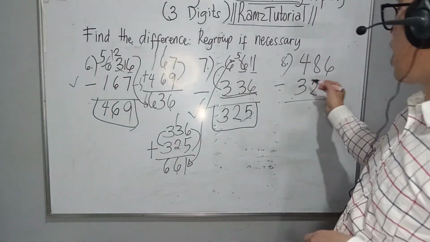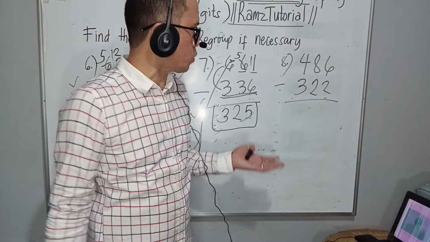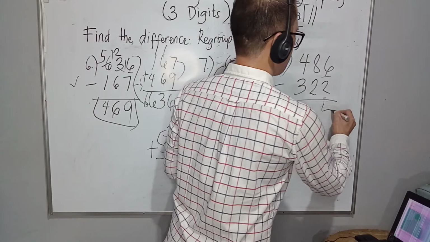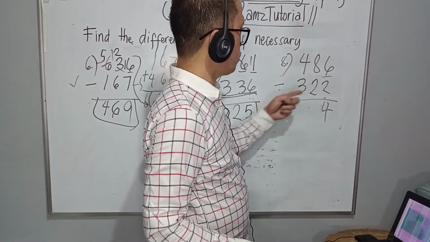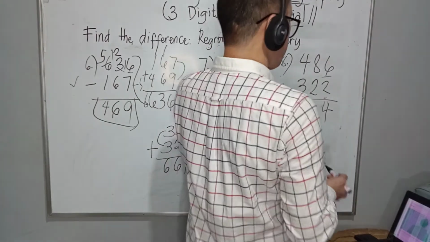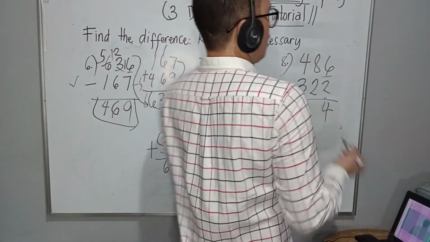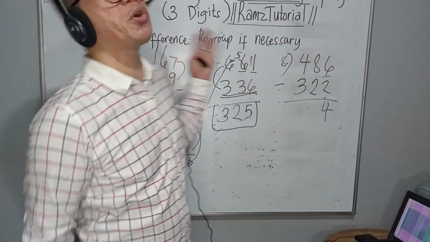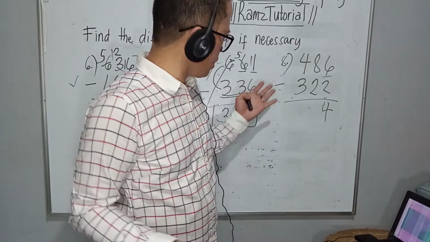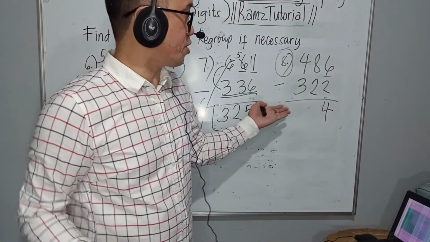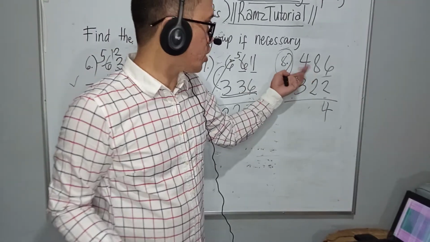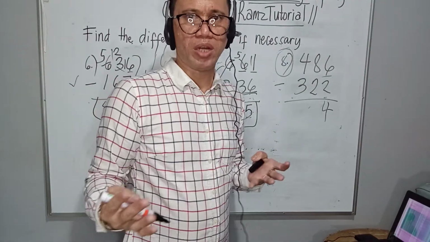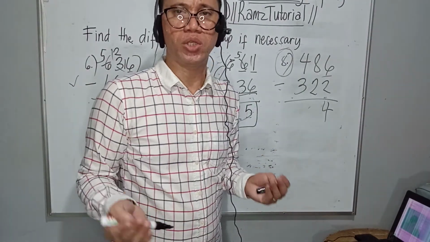For number 8. 486 minus 322. So now 6 is bigger than 2, so we can subtract it. So we're going to write here 4. 8 minus 2. We can also solve it, even though this is not a regrouping, because the direction says find the difference and regroup it if it is necessary. But since equation number 8, guys, has no regrouping process. Why? Because the minuend is greater than the subtrahend. So it's easy for you to subtract it. Continue subtracting as normal, without regrouping it.